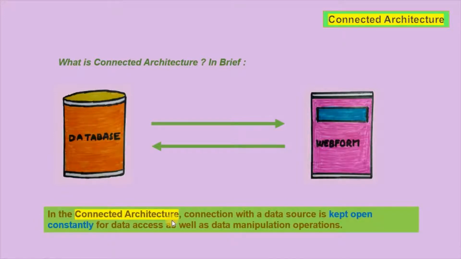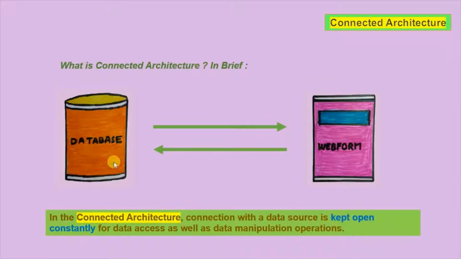In the connected architecture, connection with a data source is kept open constantly for data access as well as data manipulation operations. This is the database and this is the web form in our application. Suppose in this web form somewhere we are displaying or showing the records. At that time connection with the database must be open.